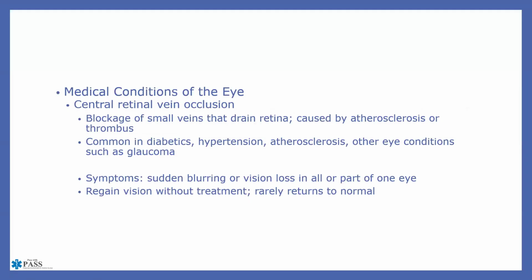Common in diabetics, hypertensive patients, etc. And those individuals are going to tell you that they have blurring or a loss of vision. Most of the time, this will come back without treatment, although completely normal vision rarely returns. So they are able to see, but it may not be what they were seeing normally prior to the condition occurring.